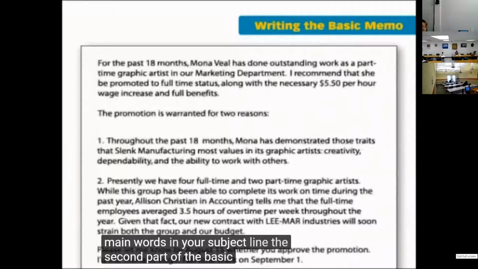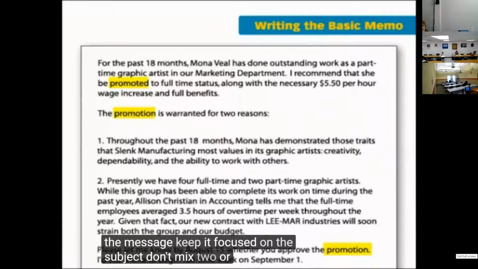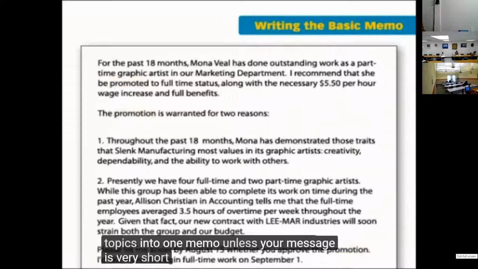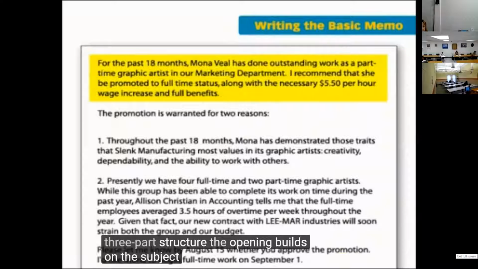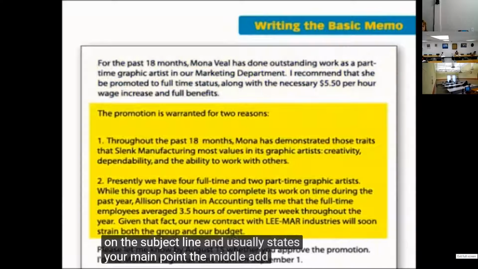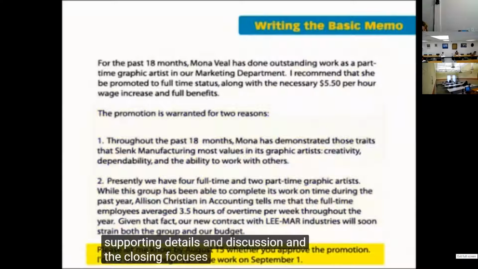The second part of the basic memo delivers the message. Keep it focused on the subject. Don't mix 2 or 3 unrelated topics into one memo. Unless your message is very short, it typically follows a 3-part structure. The opening builds on the subject line and usually states your main point. The middle adds supporting details and discussion. And the closing focuses on outcomes, responses, and action.